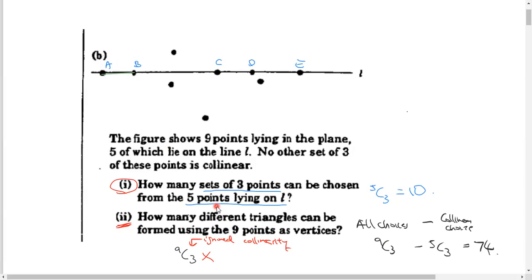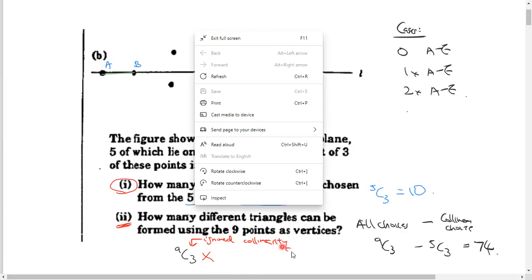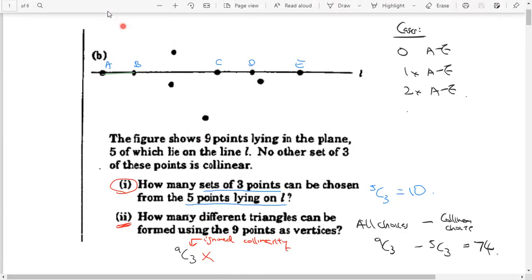Of course, as we mentioned, you could have split it into cases: no collinear picked, none from A to E, 1 from A to E, and 2 from A to E. You could have done it that way, but it's a lot longer and not as quick, and you're kind of ignoring part 1. Part 1 is there to help you. So remember, when you're doing questions, pay attention to earlier parts, look at the hints, and try to see the best way to do it. And that's how we do this question.